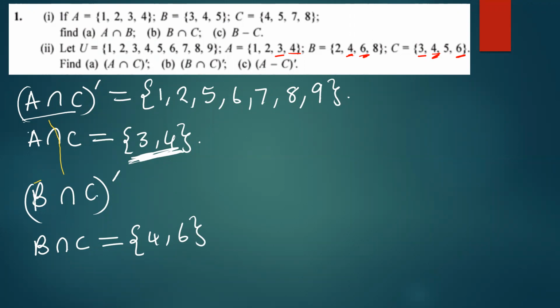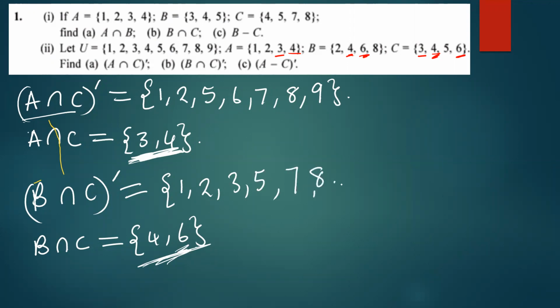Now to find B intersection C complement, meaning we're trying to find the complement of this set here, we're going to look at the universal set and list everything that is in the universal set, excluding what is in B intersection C. So we are going to have 1, 2, 3, then we skip 4 and 6. So we write 5, then we skip 6 as well. So I'm going to write 7, 8, 9. So this is what we have as our B intersection C complement.